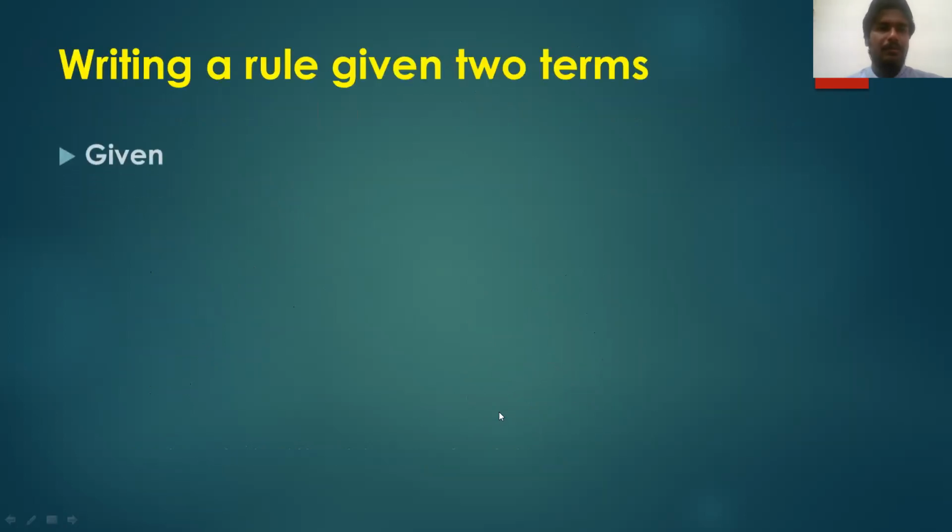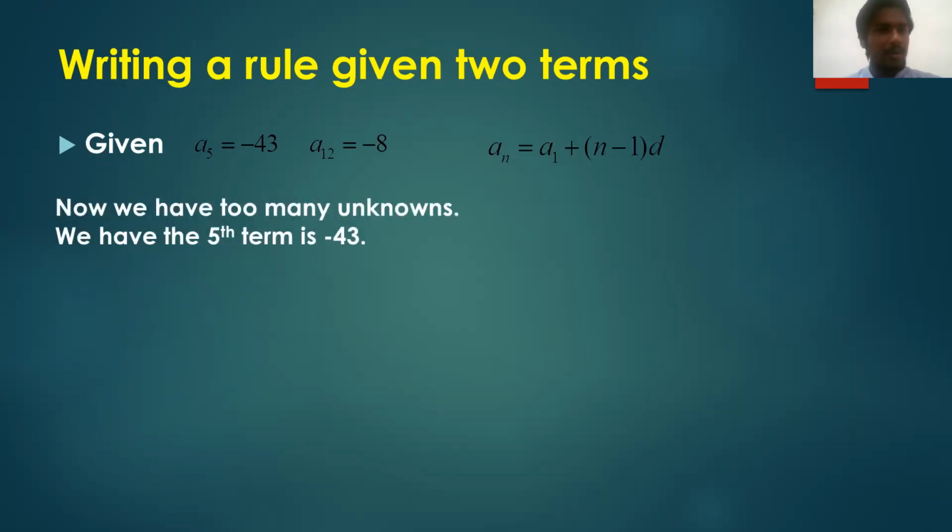Writing a rule given two terms. Given a_5 is equal to minus 43, a_12 is equal to minus 8. So in the question they gave that the fifth term is minus 43 and the 12th term is minus 8. We should write the nth term: a_n is equal to a_1 plus (n minus 1) times d.